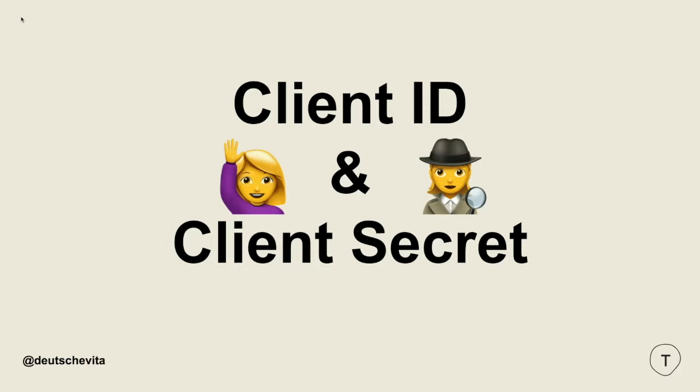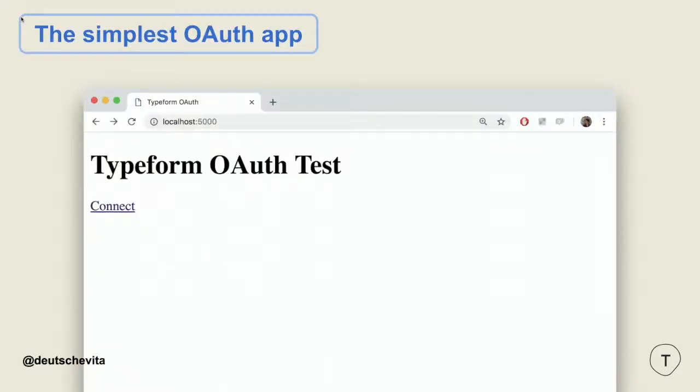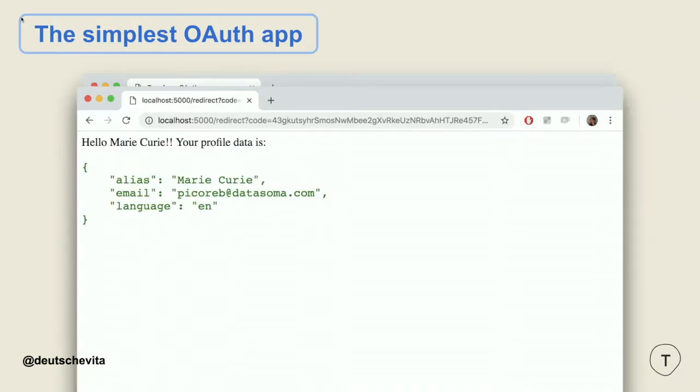And so I used all this to try to make what I ended up calling the simplest OAuth app that I could think of. And it looked something like this. It's just an HTML with a link and the title. And when the user clicks on it, it will start the OAuth dance, and it will finally try to produce this screen with the information that I got about their account on the provider side, which in my case was Typeform.